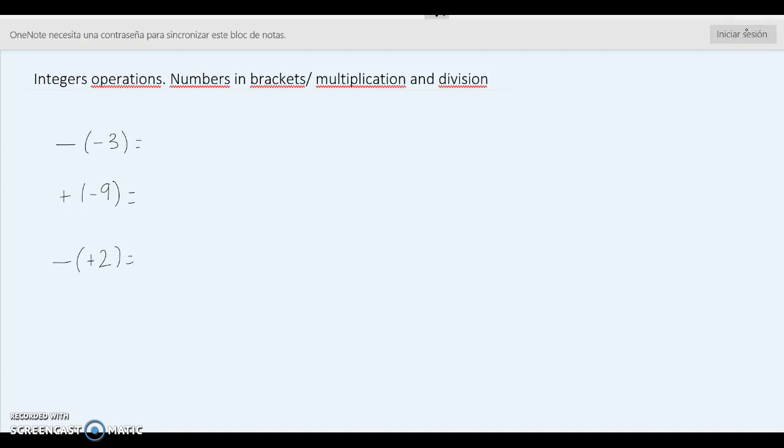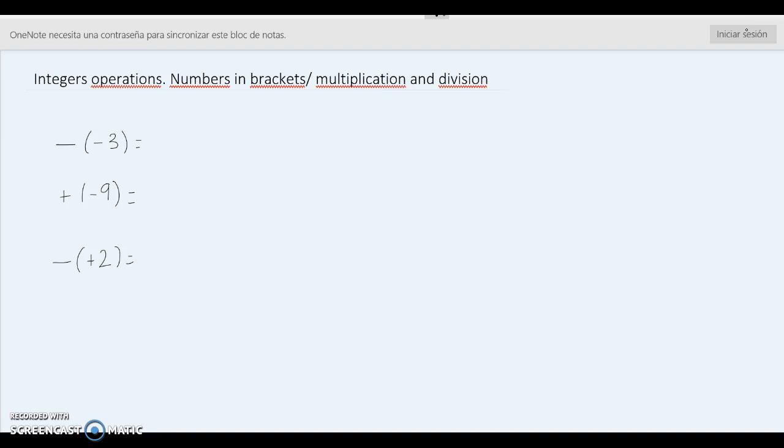I will explain the operations in brackets when you have integer numbers, and multiplications and divisions as well. Let's start with numbers in brackets. Here you have some examples of operations that you can find in your exercises.